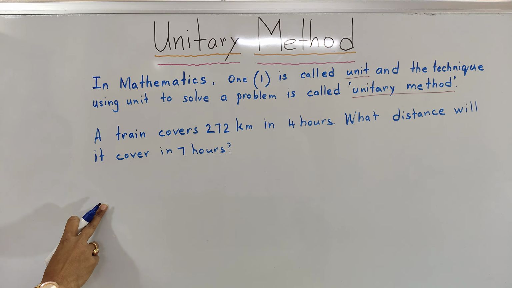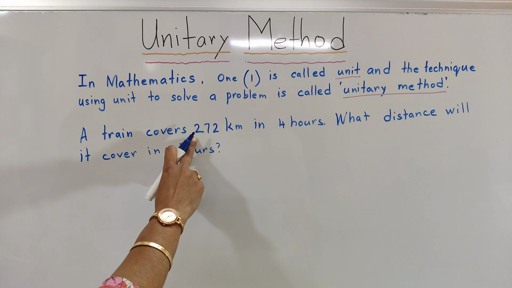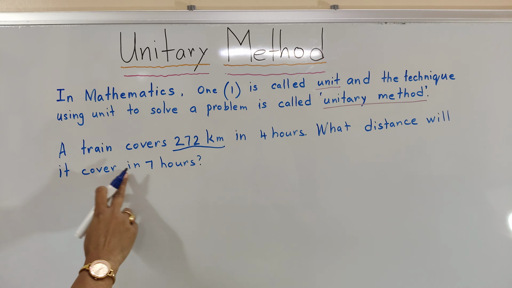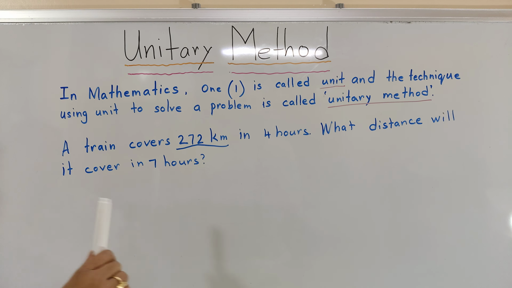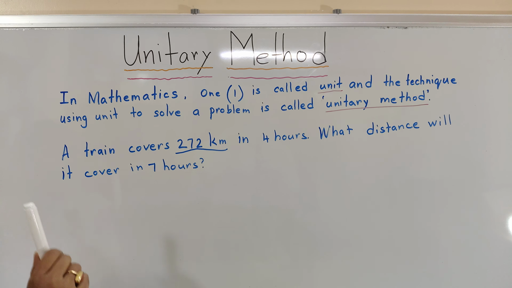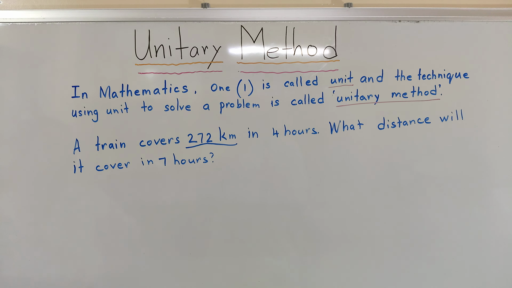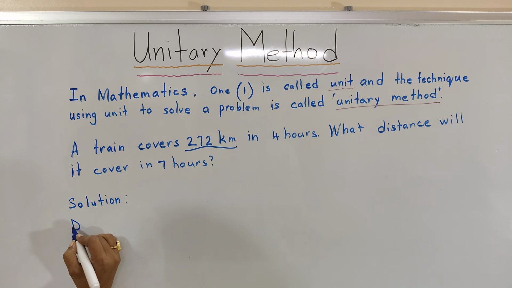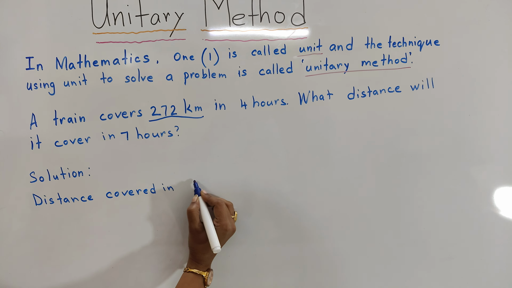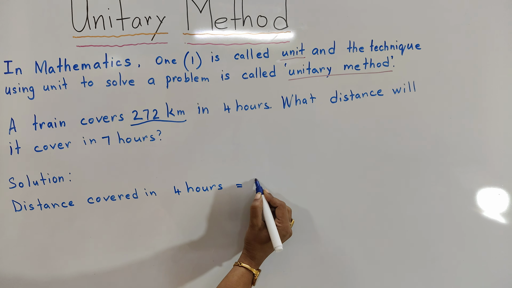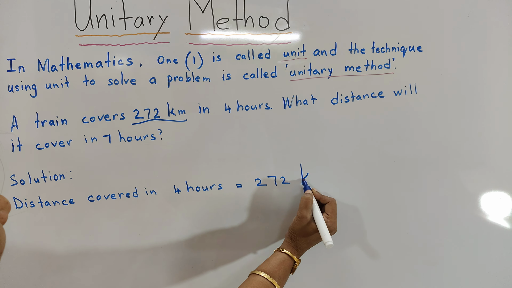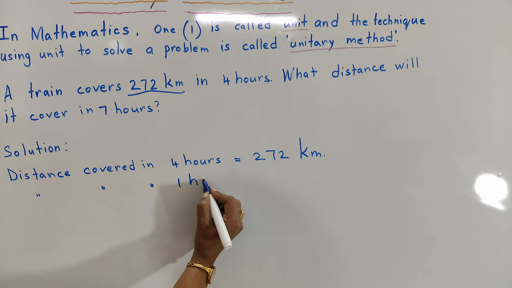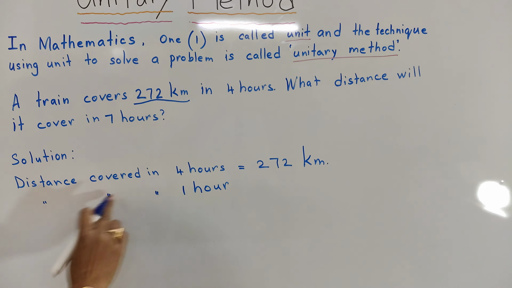So let's read the question once again. A train covers 272 kilometers in 4 hours. What distance will it cover in 7 hours? So first we know the distance covered in 4 hours. So first we need to find the distance covered in 1 hour. So to do that, let's write the statement. Solution. Distance covered in 4 hours is equal to 272 kilometers. Distance covered in 1 hour. First we need to find how much distance is covered in 1 hour.